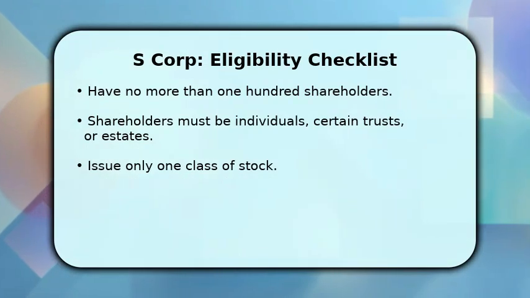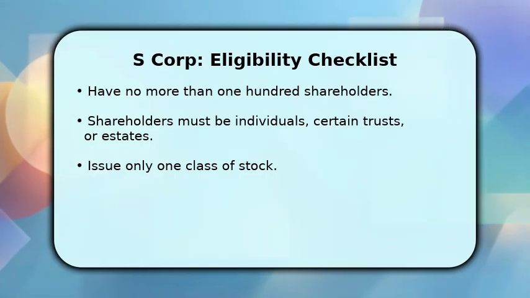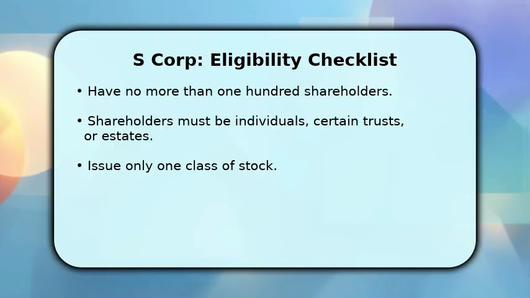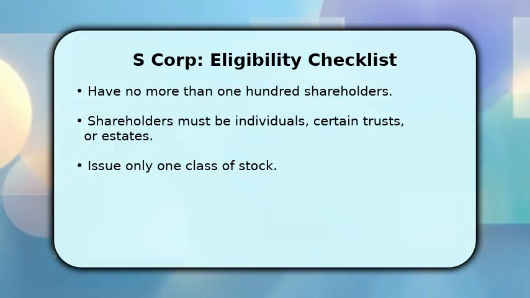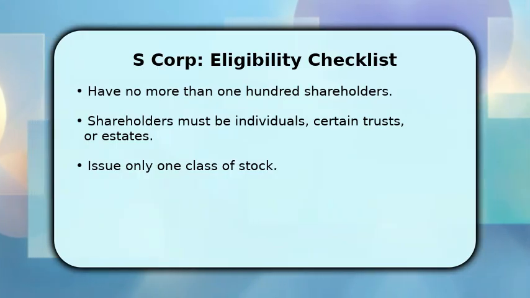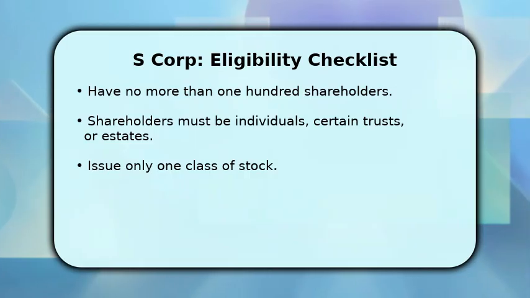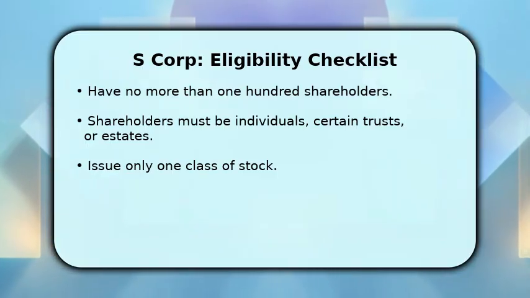Next, let's review the key eligibility criteria. An S corporation cannot have more than 100 shareholders. These shareholders must typically be individuals, certain trusts, or estates, excluding partnerships or corporations. Furthermore, your company can only issue one class of stock, though different voting rights are permissible. Meeting these specific conditions is essential for qualification.